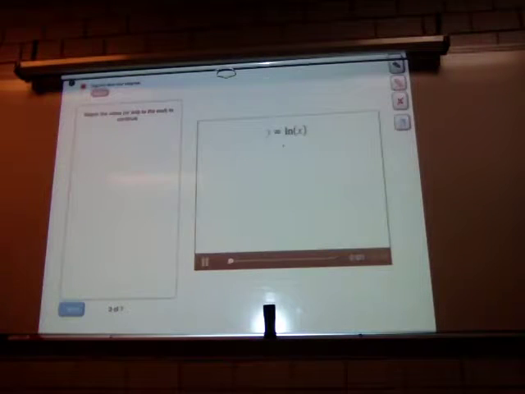Right. Saying that y equals the natural log of x is the same thing as saying that x equals e to the y power. Now let's use implicit differentiation. We'll take the derivative of both sides of this equation. What's the resulting equation you get?